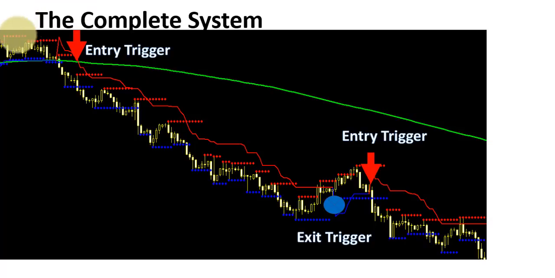So you move your initial stop loss back to break even once you are 30 pips in profit, and you trail it until you exit here. So this could be 200, it could be 300 pips profit. All right, this is another trigger here to go short again because we are still under the 200 moving average.